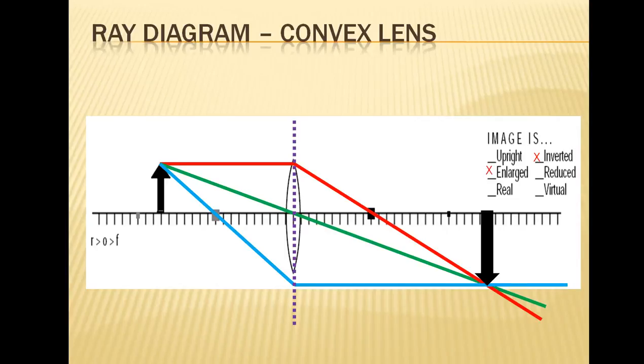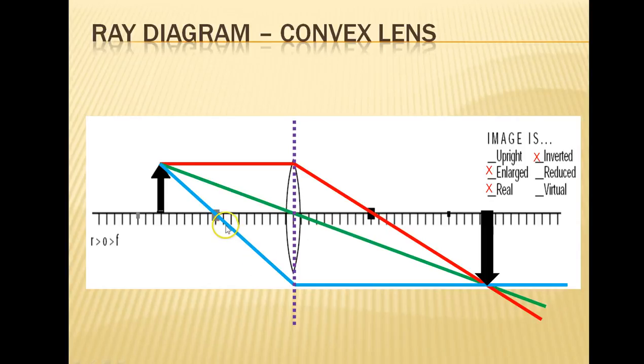Is it real or virtual? This is probably the most tricky. This one is going to be real. It's real because the light rays actually intersect here. I didn't have to trace any back in order to find it. So that is real. And I'll show you one next that's not going to be real for comparison's sake.